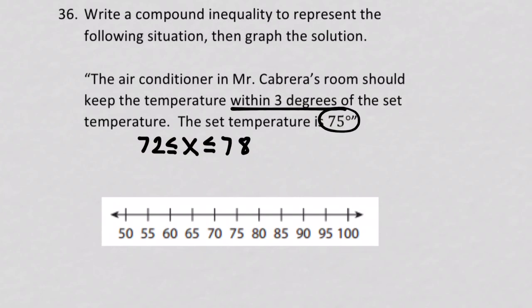Okay, let's graph it. The graph would start at 72, which is about right there. And it's going to be a closed circle because it could be 72. It's still within 3 degrees. 78 is about right here. And the temperature is somewhere in between that, so I'm going to shade in between those points. And they're both closed because it's less than or equal to signs. There you go. That's it.